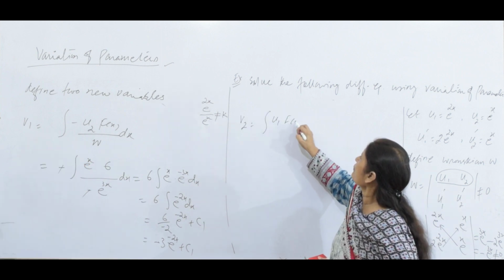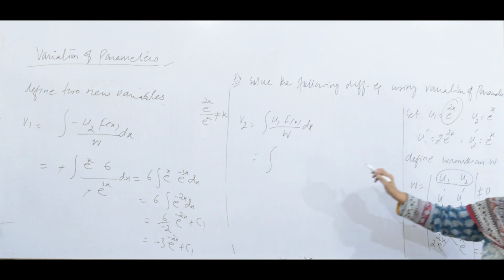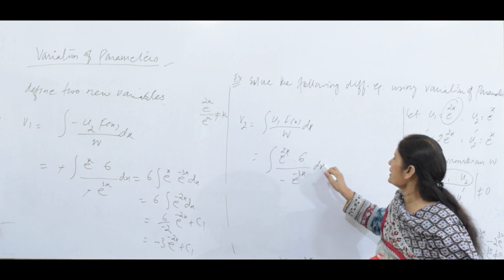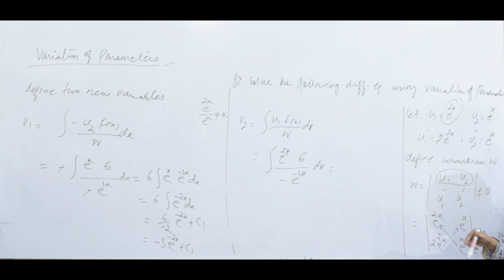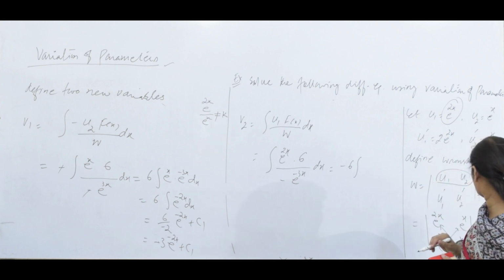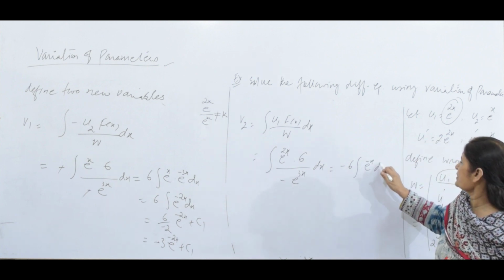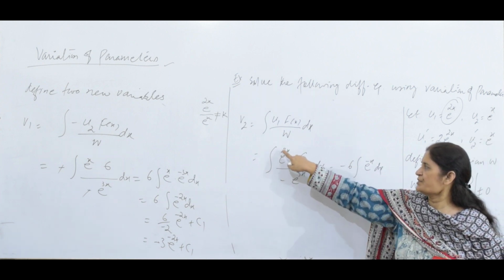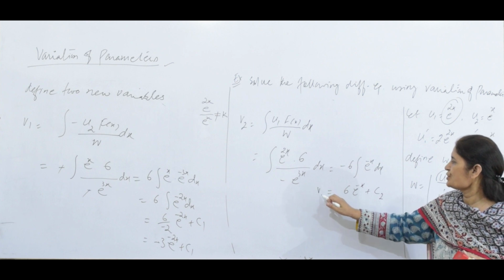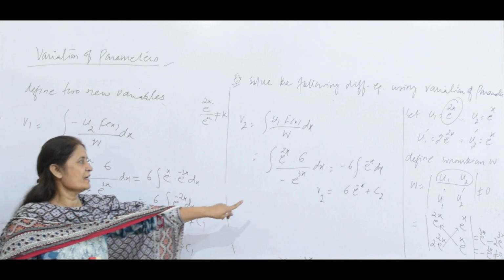v2 is integral of u1 f of x over Wronskian dx, putting the value. u1 this time is e^2x, f of x is 6, and the Wronskian is e^(-3x) dx. This is the Wronskian you have. So minus 6 is taken out, and this becomes e^(2x) with 3x, the Wronskian is 3x plus 2x minus 6, that is e^(-x) dx. Because I am taking this to the numerator with negative, and bases are same, powers are added. Like this, I am integrating now: 6e^(-x) plus c2. This is my v2. So I have v1 is this, and I have v2 is this.